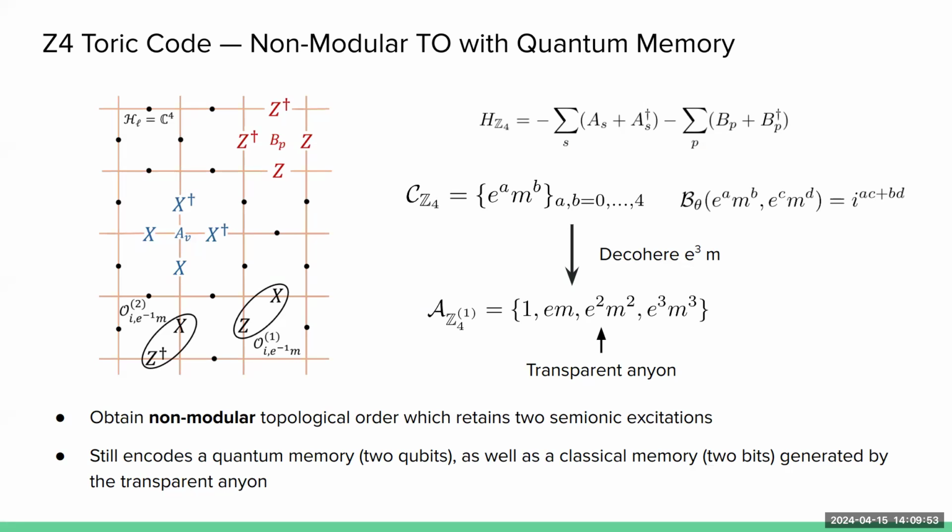So here we have, again, a non-modular theory, but moreover, this has a mixture of a quantum memory with 2 qubits generated by the EM and E cubed M cubed excitations, and a classical memory generated by the 2 Wilson loops of this transparent anyon. So this is, again, something beyond just the modular topological order we get in 2D. So hopefully that gives us the general picture of this construction.